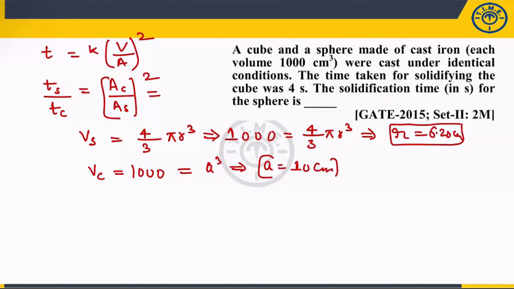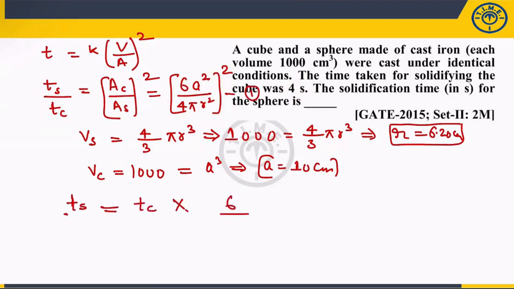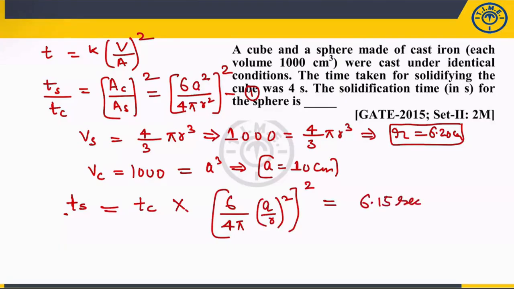Now, as you know, the area of cube is nothing but 6a square, and for the sphere this will be 4 pi r square, and this will be squared. A you have calculated, r you have calculated, all the things are known to you, and the solidification time of cube is 4 seconds. So you can easily calculate from this first equation: solidification time of sphere is equal to solidification time of cube into (6 a square by 4 pi r square) to the power of 2. What will be the answer? Very good. 6.15 second. Everyone got the same answer? Yes or no?